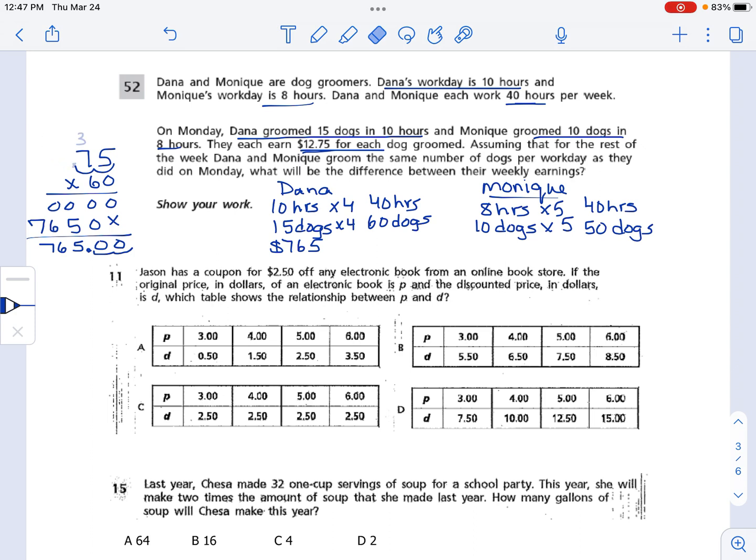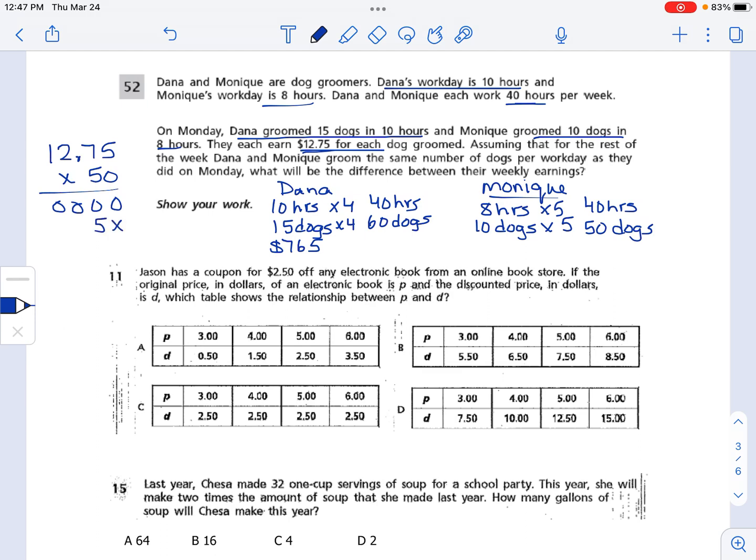I'm going to erase my work here. We're going to redo $12.75 times 50, and I'll show you a little bit of a shortcut at the end where you didn't have to do this multiplication twice.